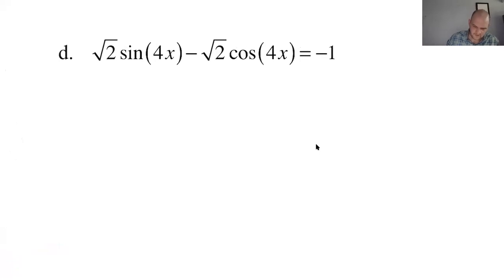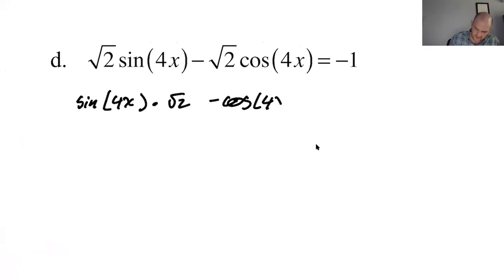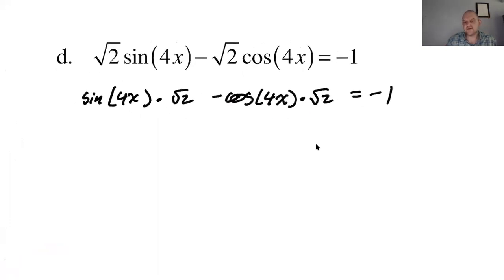All right. I look at this and immediately I'm just going to rewrite it a little bit and say it's sine of 4x times root 2 minus cosine, because I always rewrite it so that the variable comes first, times root 2 equals -1. All right, now, if I want to try to do the same thing, I'm a little in trouble here because radical 2 and radical 2 cannot be the sine and cosine of any angle because they're bigger than 1. But I do know that if I divide by 2, I'll get root 2 over 2, and that could be the sine or cosine. So I'm going to do that.